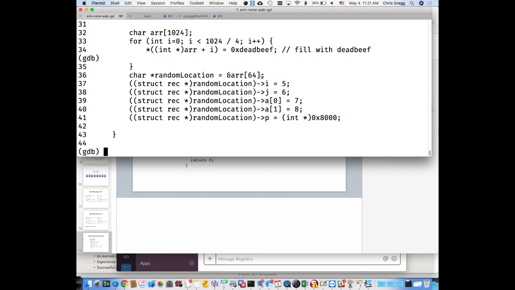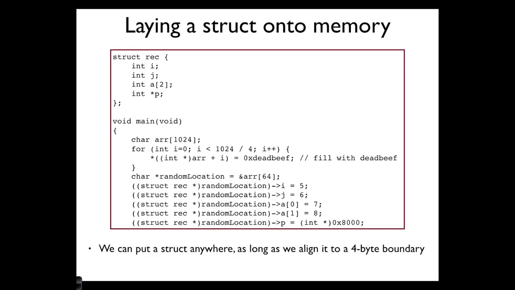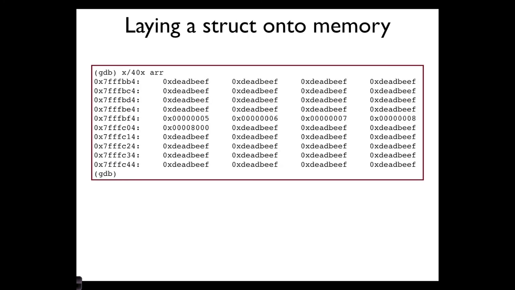Good question. Why don't the 7 and 8 get put in the same block? Aren't they ints? It's an int array, so it's an int. When you say 7 and 8, that's the 32-bit integer 7 and the 32-bit integer 8. That's how structs work and lay out in memory. This is what it looks like when you actually do it in GDB.